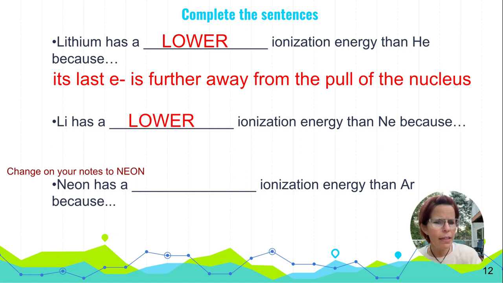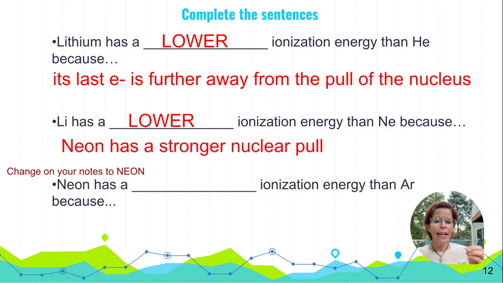Lithium also has a lower ionization energy than neon because neon has a stronger nuclear pull. Its nucleus is more attractive, so the whole atom is smaller and the electrons are closer to the nucleus. So it's going to be more difficult. It's so stable. It's going to be more difficult to pull an electron off of neon. All right, and then you might notice there's a typo on your note packet. This says lithium on your note packet, so cross that off and write neon.